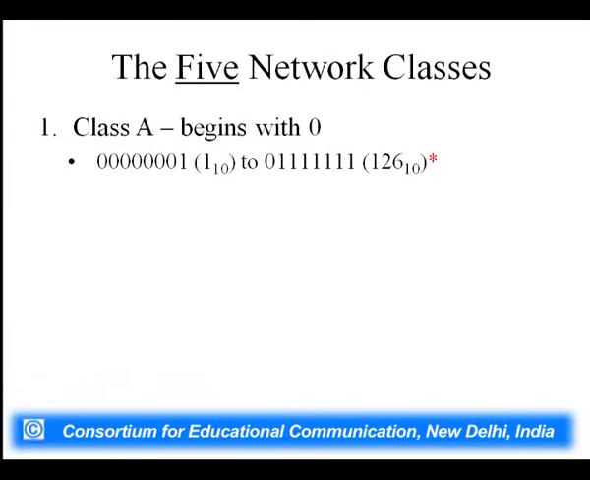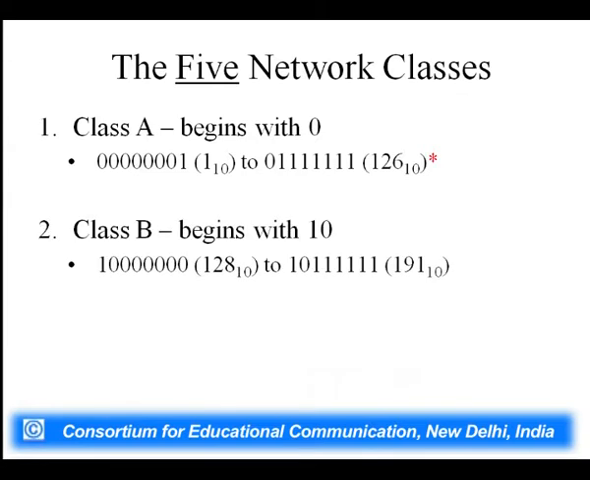Now let us understand each one by one. Class A begins with 0. That means if you look at the first octet on the leftmost side, we put 0 on the left hand side, so it is 0 0 0 0 0 0 1, and then up to 0 1 1 1 1 1 1 1 with all ones, which is 126. So what we are saying is it begins with 0 and it is one number.